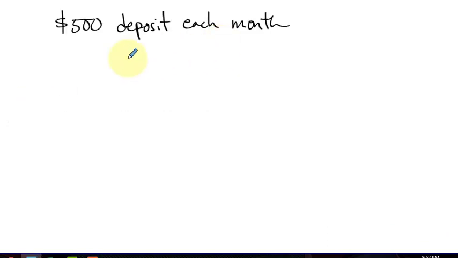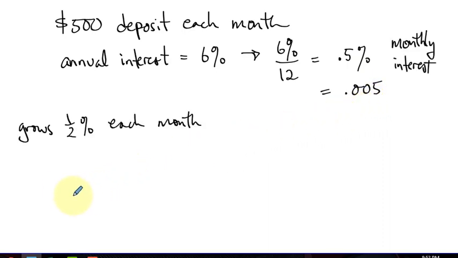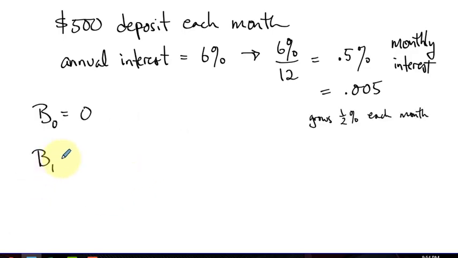Okay, we've got a $500 deposit each month, annual interest of 6%, and what I'll do with that is I need to get the monthly interest. So this is an expression for the monthly growth rate. It's growing at 0.5% each month. We know that the initial balance was 0. Let's look at the balance after each month and after each payment. So after the first payment, we'll just have $500.